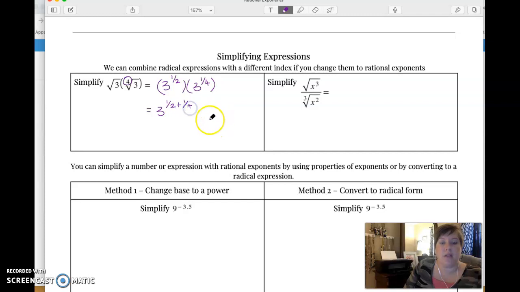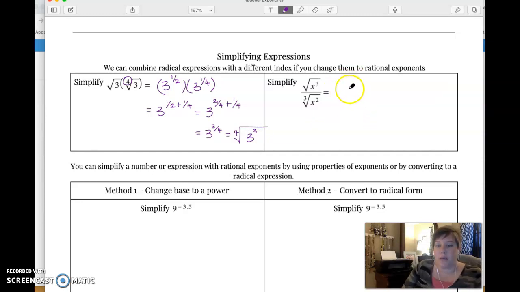But in order to add those exponents, because they're fractions, they would have to have a common denominator. So I can change that 1/2 to be 2 over 4 so that I can add those fractions. So 2 plus 1 would be 3 to the 3/4. And again, we could rewrite that in radical form using 4 as the index, and then this would be 3 to the 3rd, which would be 27.